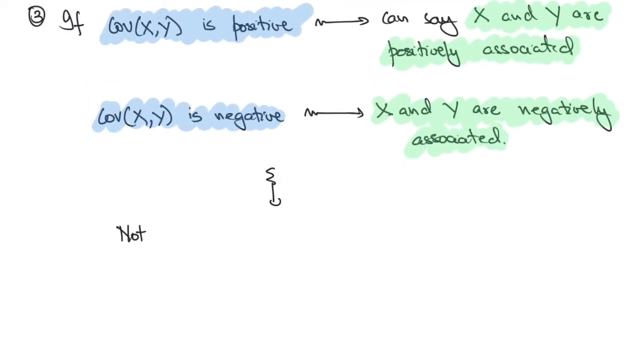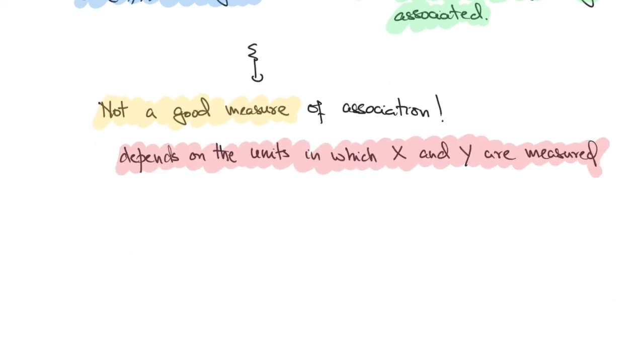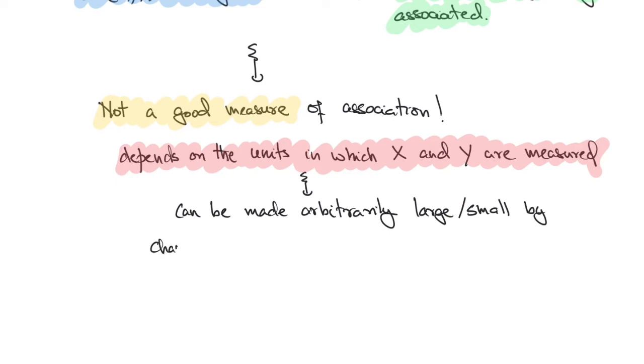Note that even though this gives us a sense of association between x and y, this is not a good measure of association because it depends on the units in which x and y are measured. That is, we can make the covariance of x and y arbitrarily large or small by changing units as long as the covariance is non-zero.